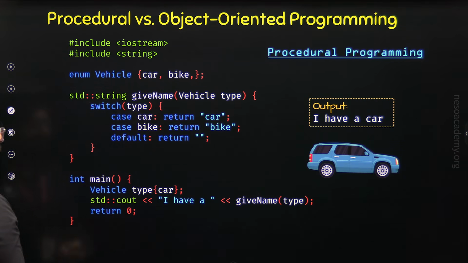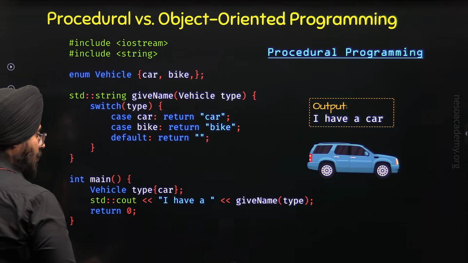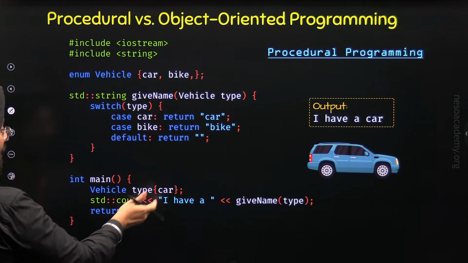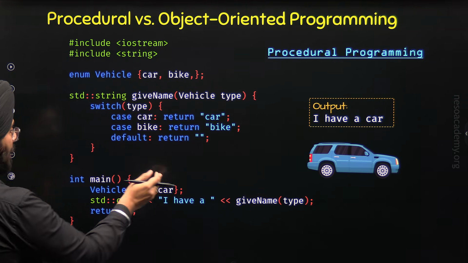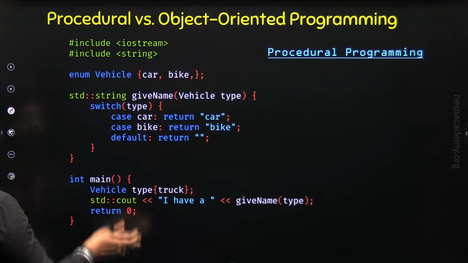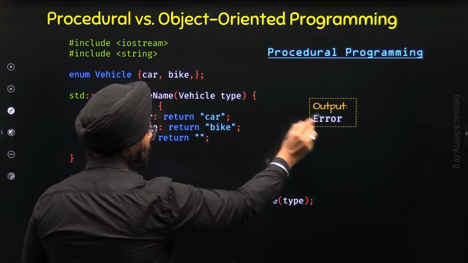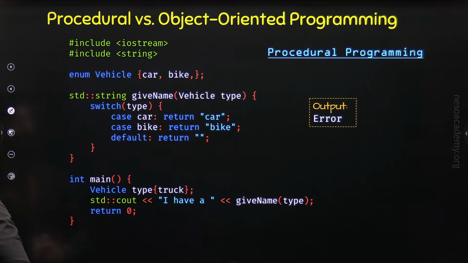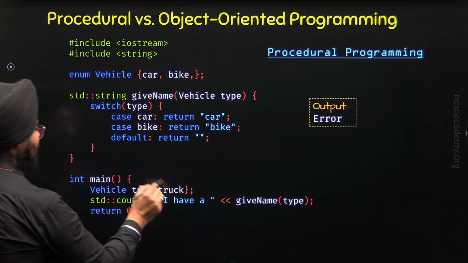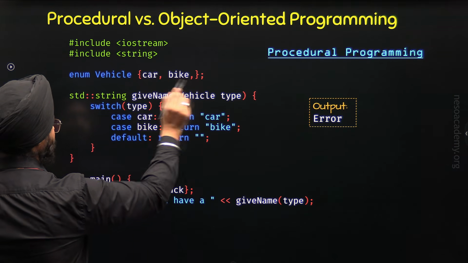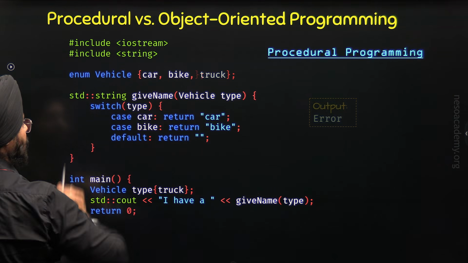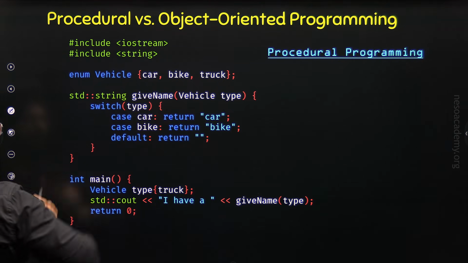Now, what happens if we replace this car by truck to indicate that I have a truck? Let's replace car by truck and now let's execute this program. After execution, we will get an error as the output. Now, why is it the case? We have not defined truck here in this enumeration. So we need to put truck here as the third vehicle.